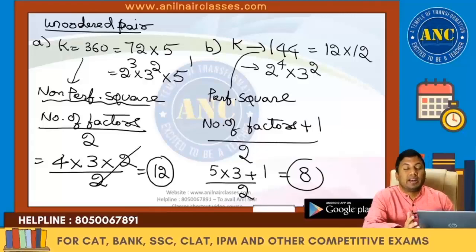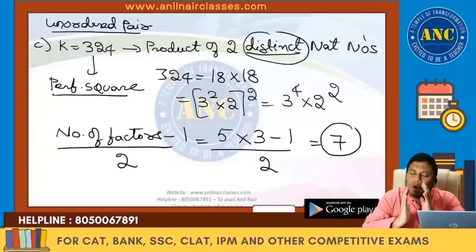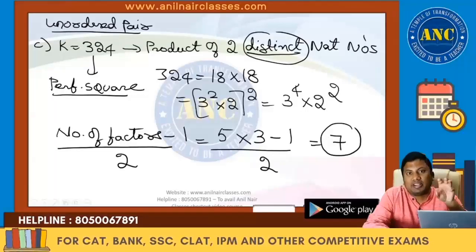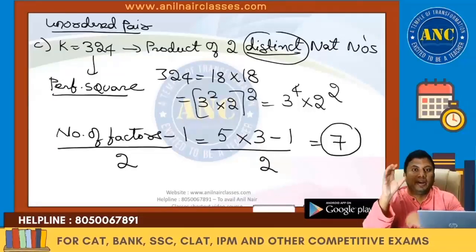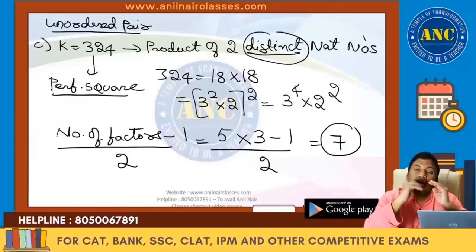I hope the second example is also clear. I hope you have understood the concept. In ordered pair, when to use ordered pair? If variables are present in the question, use ordered pair. If variables are not present in the question, use unordered pair. In ordered pair, it is always the number of factors. In unordered pair, it depends upon the nature of the number.